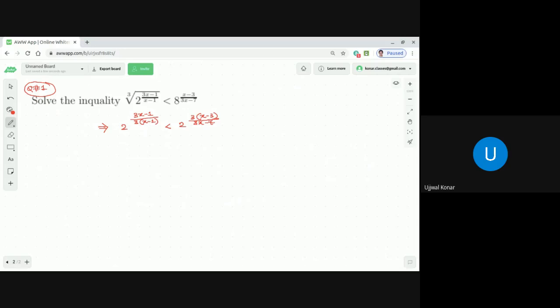So obviously, 2 to the power (3x minus 1)/(3(x minus 1)) is less than 2 to the power (3(x minus 3))/(3x minus 7), definitely implying that (3x minus 1)/(3(x minus 1)) is less than (3(x minus 3))/(3x minus 7). Okay, got it?